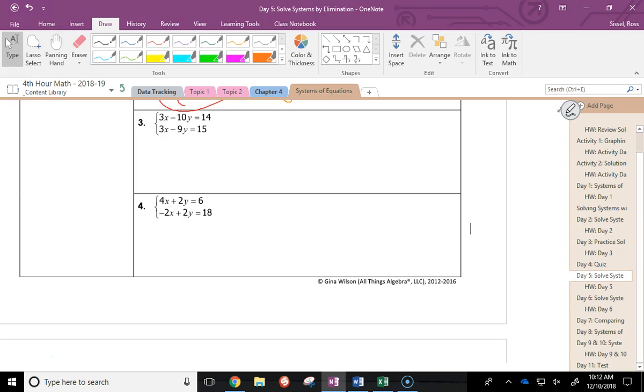Times it by the negative first. Since it's a positive 3x and a positive 3x, I'm going to times my second equation by negative 1. So my equation is 3x minus 10y equals 14. And this would turn into negative 3x plus 9y equals negative 15. Yes, sir. Okay, because we had a positive 3x and a positive 3x. Since they're both positive, we're going to times it by negative 1, so we have opposite values.